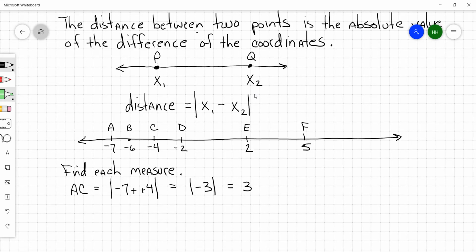All right, let's find the distance from C to F. It's going to be the absolute value of the value at C, which is -4, minus the value at F, which is 5. The absolute value of -4 minus 5 is the absolute value of -9, and the absolute value of -9 equals +9.